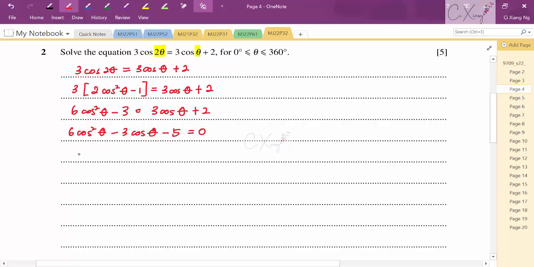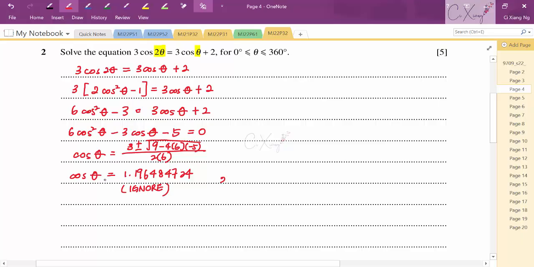So using the quadratic formula, negative b, right? So I have 3 plus minus the square root of b squared, so b squared is 9, minus 4ac, and divided by 2a. Okay, so from here I'll get two different values for cos theta. The first value for cos theta I get is 1.196484724, which I definitely need to ignore because we won't get any solution from here.